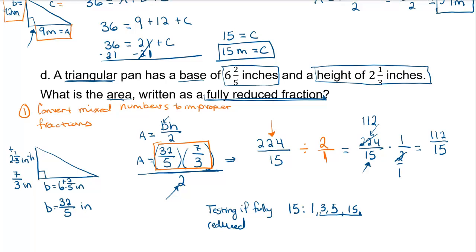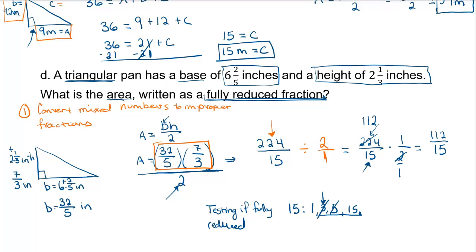So 112 divided by, I'm going to go ahead and check 3. That does not give me a whole number. So I know that 3 is not able to go into 112. I also know 5 can't go into 112 because 112 doesn't end in a 0 or a 5. 15 doesn't go in, but what if you're not sure? Just go ahead and run the calculation.